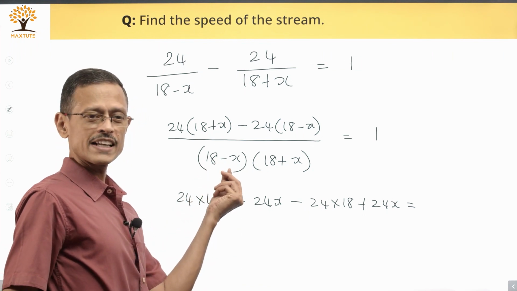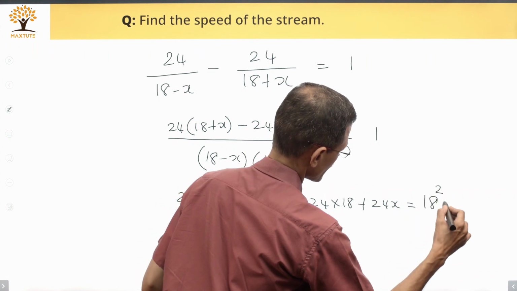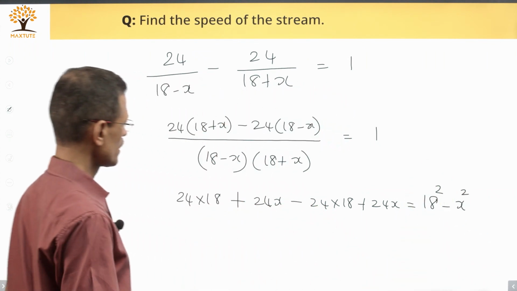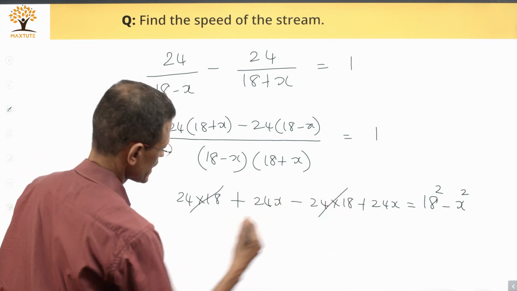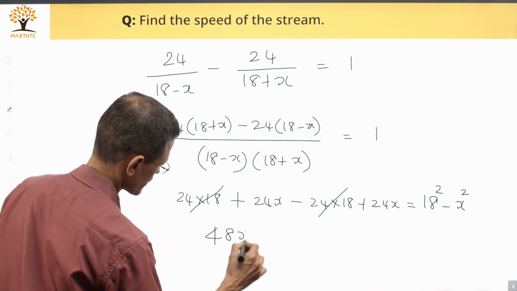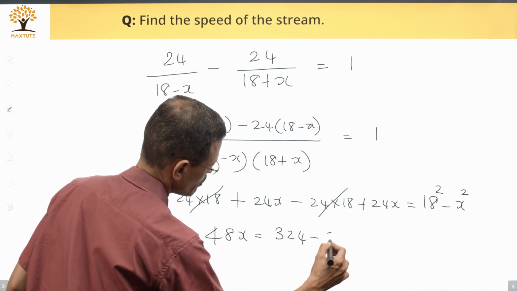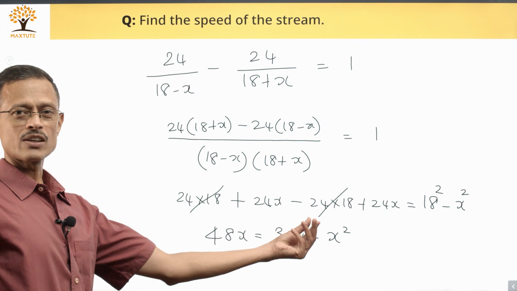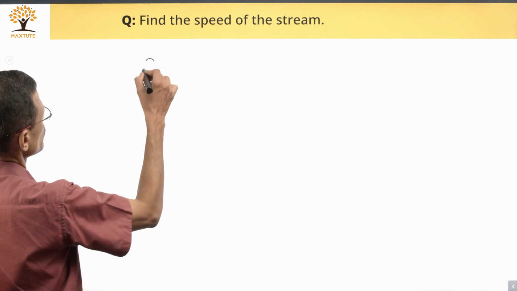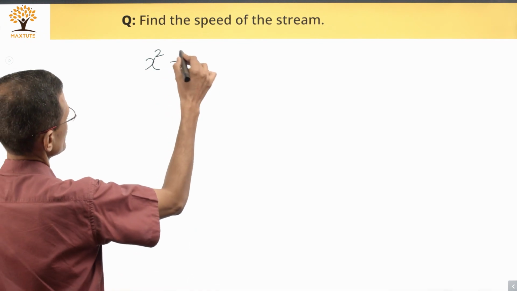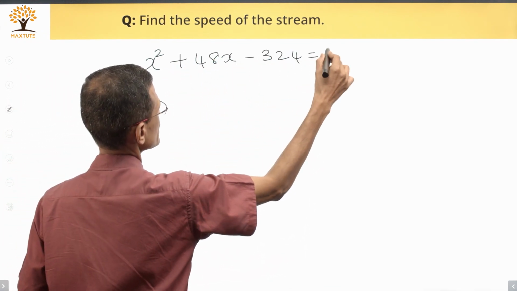This is of the form a minus b into a plus b, so it's a square minus b square. This is 18 square minus x square. The 24 into 18 gets cancelled with minus 24 into 18. So, left hand side will be left with 48x. This is equal to 18 square is 324 minus x square. Let's take all terms to one side and factorize it. When you take all terms to one side, we will see a typical quadratic equation, which is x square plus 48x minus 324 is equal to 0.